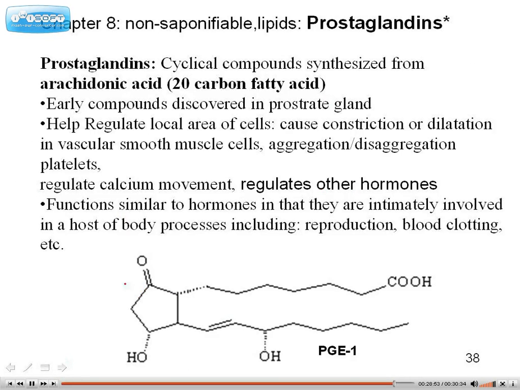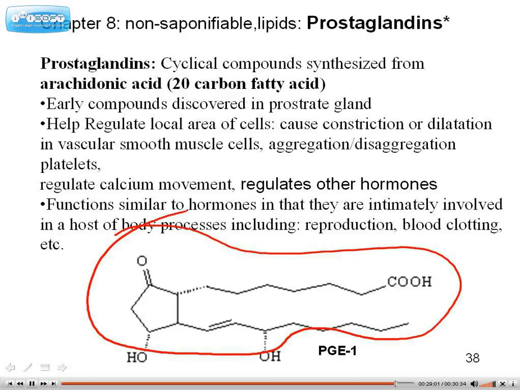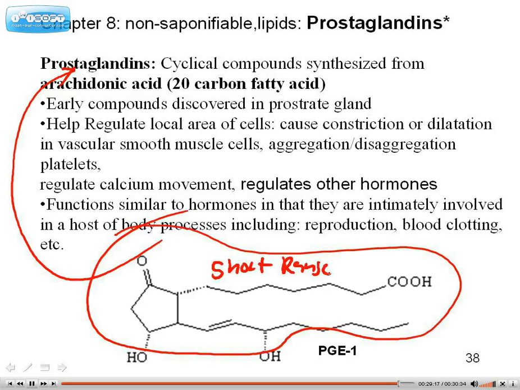Last category is prostaglandins. If I give you this picture right here, automatically you know you're dealing with a prostaglandin. This is a non-saponifiable lipid, and it has a really unique structure. Bottom line is, these are short-range messengers. So think of these as short-range hormones. How short-range? They just affect local areas. Some of them affect cell-to-cell. That's how short-range they are.